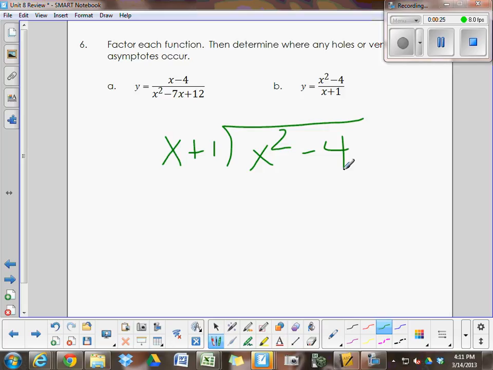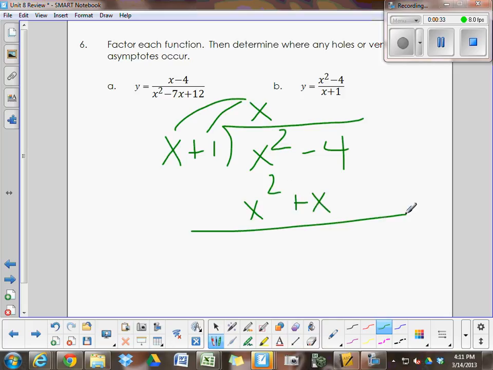What times x makes x squared? X. We distribute here, and you get x squared plus x. When you put a line under it and subtract now, the x squareds cancel. There's no x up here, minus x, making a negative x down here, and we bring the minus 4 down to join. We can go again because the degree here is the same as the degree up here.